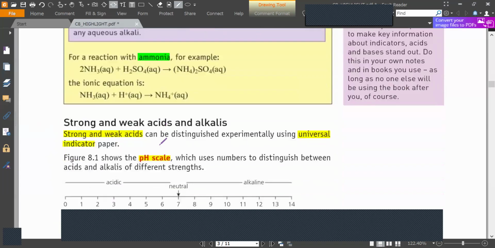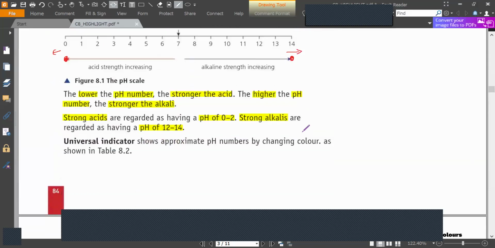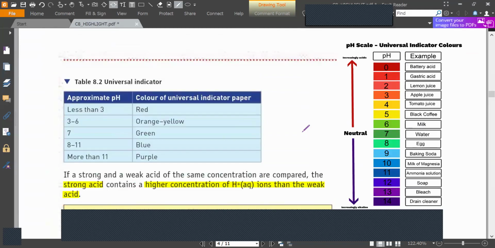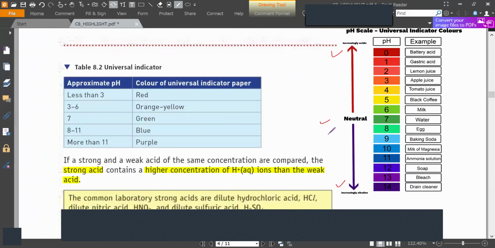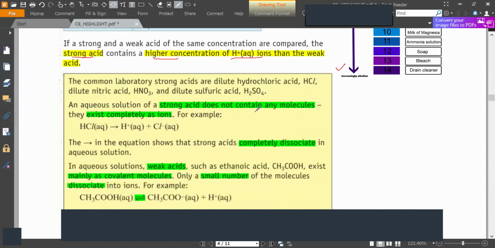Strong and weak acid. We know that acid gets stronger as the pH decreases. The alkaline gets stronger as the pH increases. Universal indicator, so we know the color of universal indicator. So strong acid means it has a higher concentration of H plus ions.